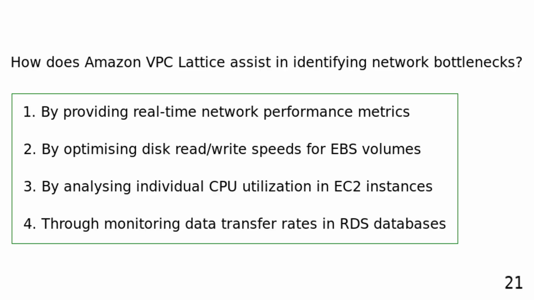How does Amazon VPC Lattice assist in identifying network bottlenecks? By providing real-time network performance metrics. By optimizing disk read/write speeds for EBS volumes. By analyzing individual CPU utilization in EC2 instances. Through monitoring data transfer rates in RDS databases.